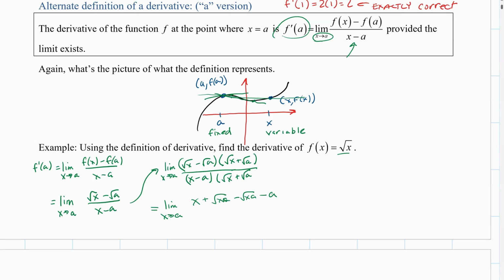Nope, not a minus a squared, just a minus a. And then the bottom, I get x minus a, square root of x plus the square root of a, on the bottom. Okay, a little bit of canceling. Square root of x minus a, plus and minus, they cancel.